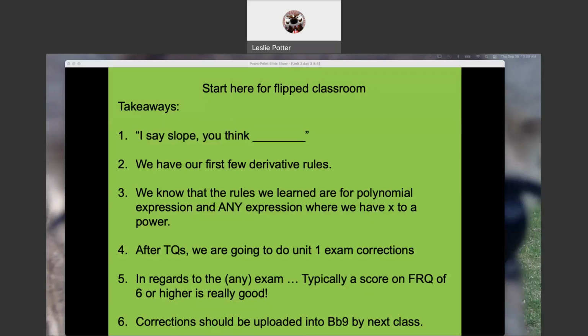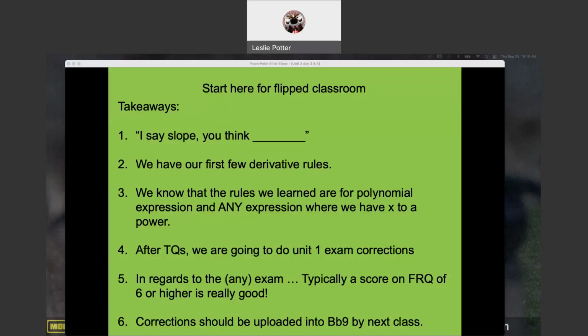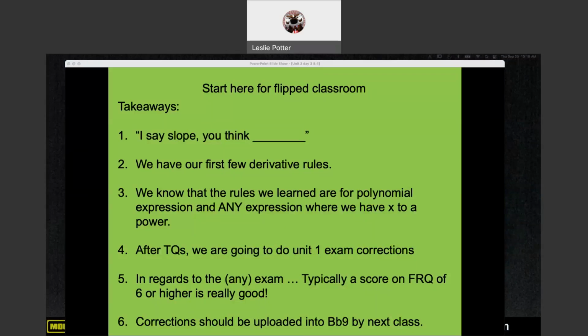Okay, I say slope, you think? Yay, I say derivative, you think? Slope. Yay, we're getting it. Okay, we've had our first few derivative rules. There they are. Derivative of a constant equals 0, right? Because constants represent horizontal lines. Even if they're a constant in an expression, this is ignored and still horizontal lines.